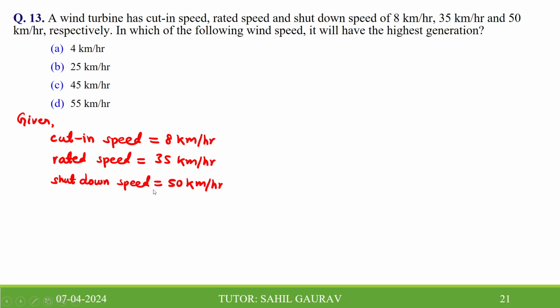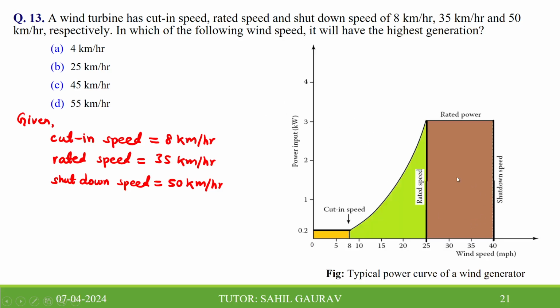Here the shutdown speed is 50 km per hour. So how at 55 km per hour will it produce power? Just go through this diagram, this power curve. Between the rated speed and shutdown speed, it will produce the maximum power, that is the rated power. So between 35 and 50 km per hour, only one option is matching. So C is the correct answer.